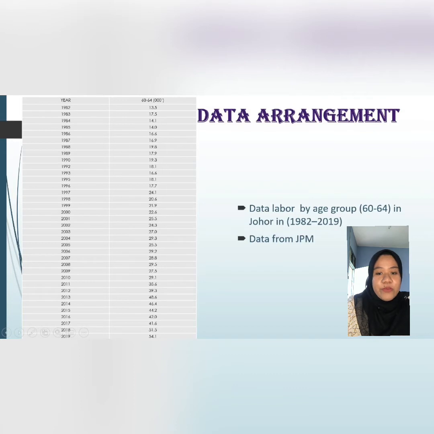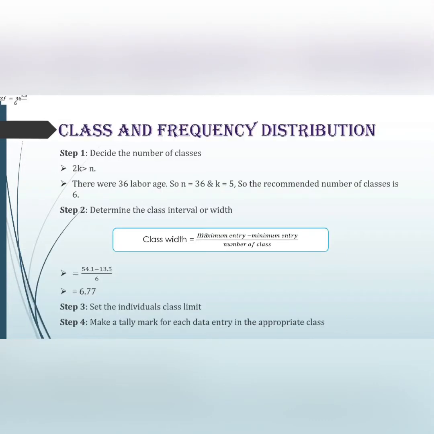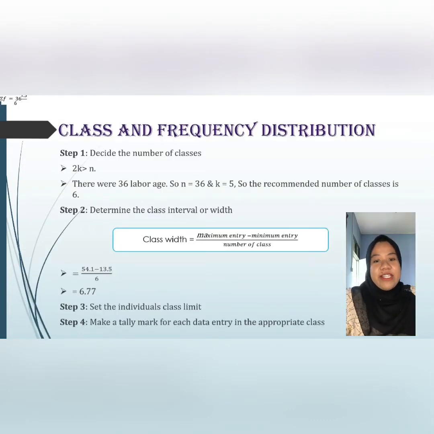For labor force by age group 60 to 64 in Johor in year 1982 to 2019. The data we got from JPM, class and frequency distribution. To find frequency distribution, we have 5 steps.